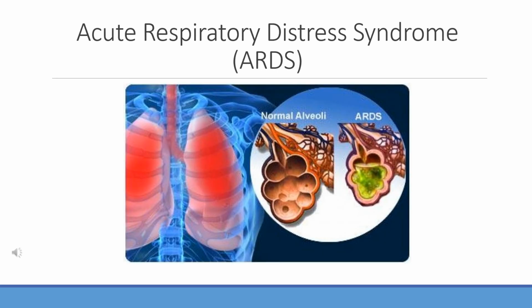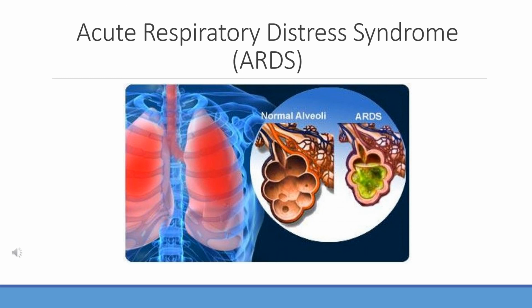So now we're going to discuss acute respiratory distress syndrome, ARDS, and you are going to hear us refer to this as ARDS. Now, acute respiratory distress syndrome is acute respiratory failure, but it has certain unique features, and those will be discussed on the next several slides.